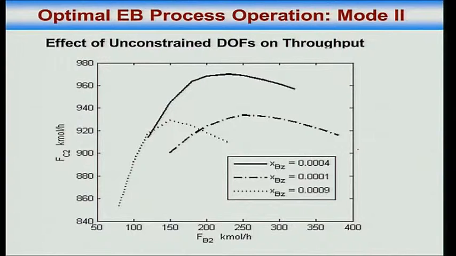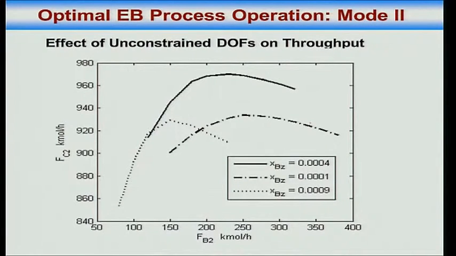By the way, this is the variation in FC2 with product impurity and the DEB recirculation rate. You had two unconstrained degrees of freedom, right? DEB recirculation rate and whatever was the product impurity, XC6, right? So XC6 is X benzene. The line that is solid is the optimum, 0.04% benzene.